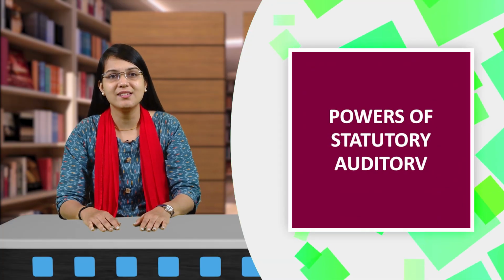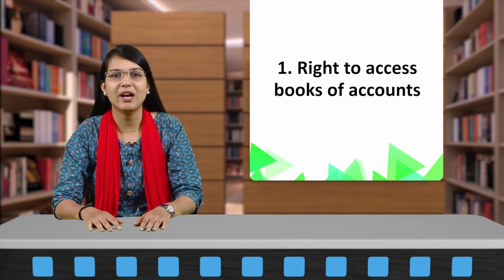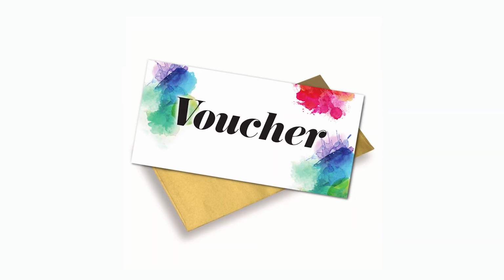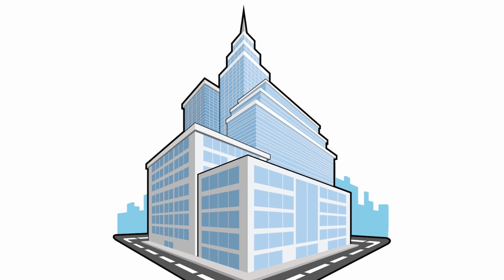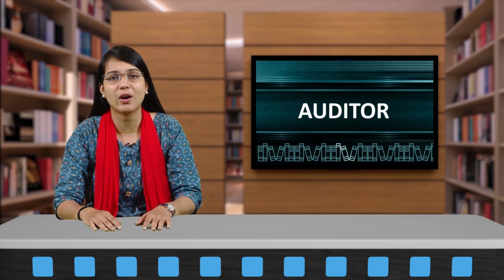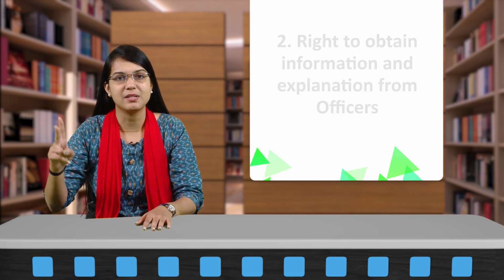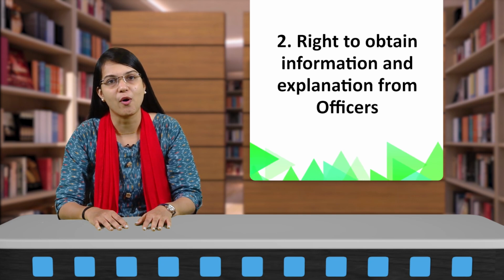Now, let's discuss powers of statutory auditor. Number first, right to access books of accounts. The auditor has the right to inspect the books of accounts and vouchers of the company, whether kept at the head office or elsewhere. The right to access books and records maintained at the registered office as well as at any branches of the company. Number second, right to obtain information and explanation from officers.